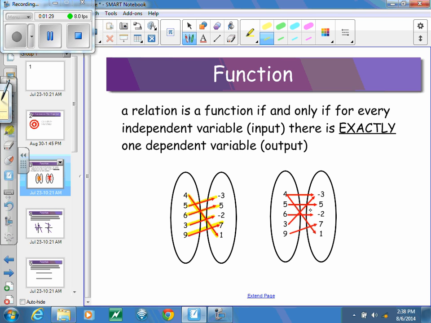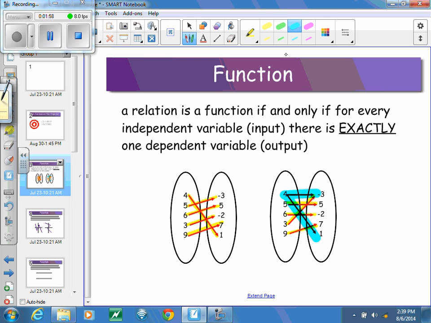Now, if you look over on the mapping to the right, 9 goes with 7, 3 goes with -3, 6 goes with -2, 5 goes with 5, and where our problem exists is when we look at 4 and the fact that 4 is going to both 1 and it's going to +3 there, or sorry, -3. And so because our input here of 4 has two outputs, -3 and 1, this is not going to be a function.